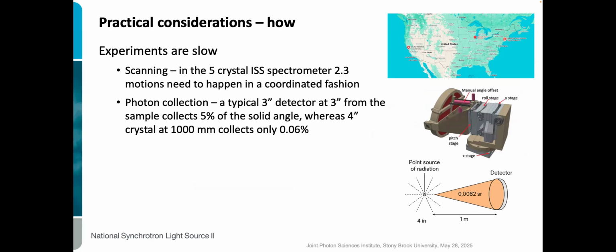Okay, I'm just going to tell you a few practical things. This experiment is slow, right? Because you need to move all those degrees of all those motors. Not 2.3, 23 motors that need to move in a coordinated fashion. I apologize. Now, because we use a certain geometry, there's the collection of the crystals, and the number of photons is very, very small. So the experiments are usually considerably longer.